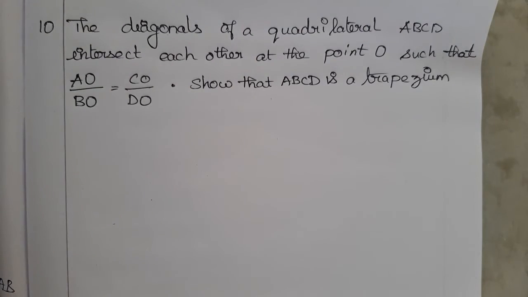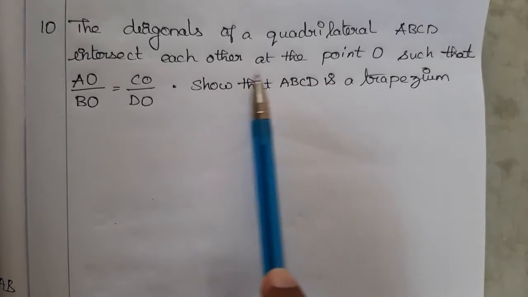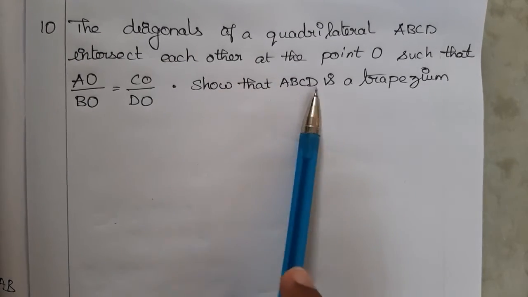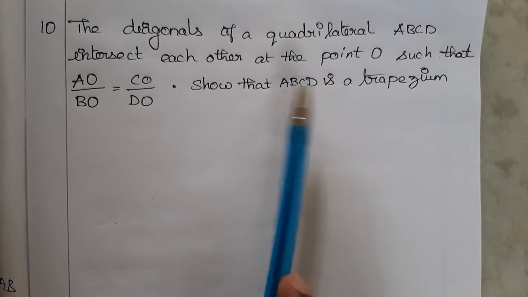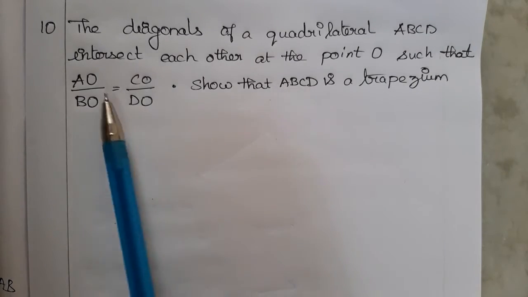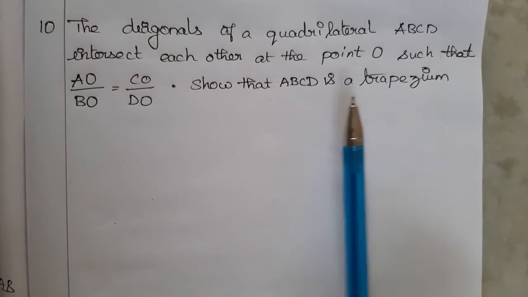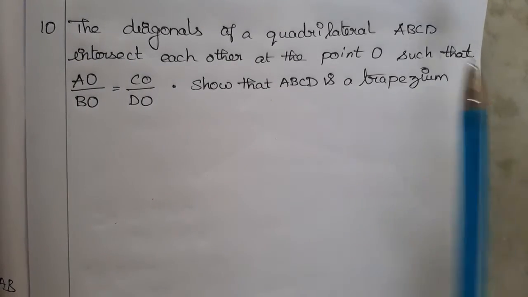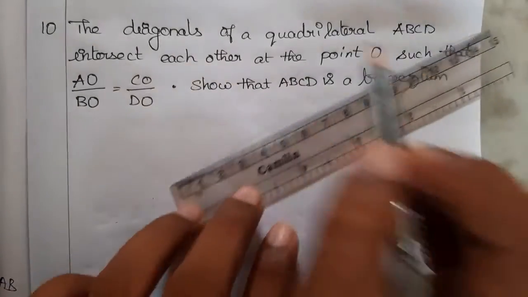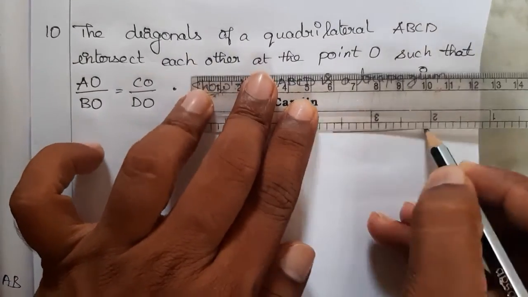Diagonals of quadrilateral ABCD intersect each other at point O such that AO by BO is equal to CO by DO. Show that ABCD is a trapezium. It is like just the converse of the previous problem, right? It is given that the ratios are equal, then we have to prove it is a trapezium. To prove it is a trapezium, we have to show that opposite sides are parallel. So it is given a quadrilateral, so nothing is parallel now.